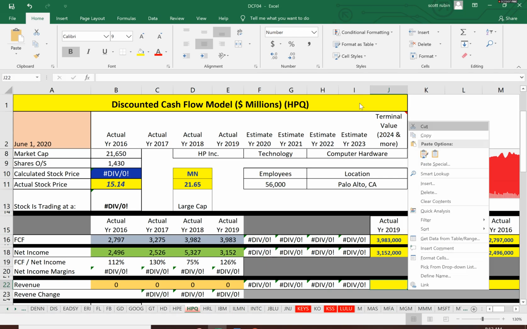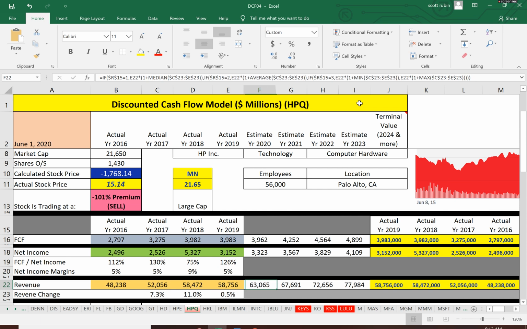So always look at the numbers too, even if you're doing a model, just to see how they move and just to make sure there's no outliers. Everything looks pretty consistent, it's increasing, looks pretty good.